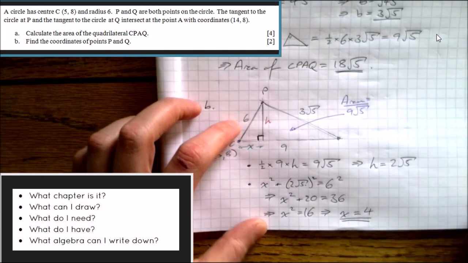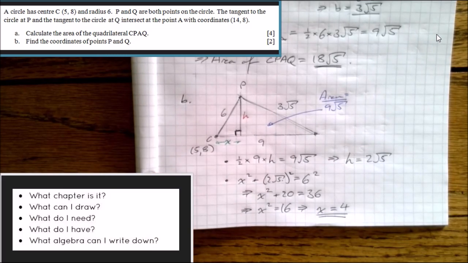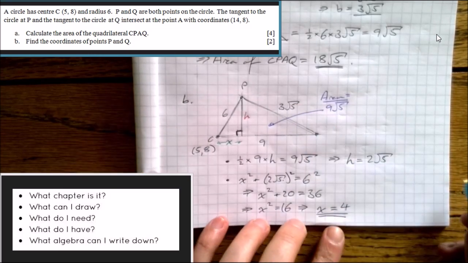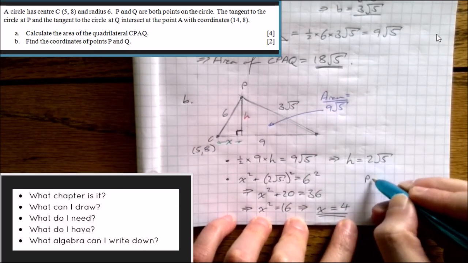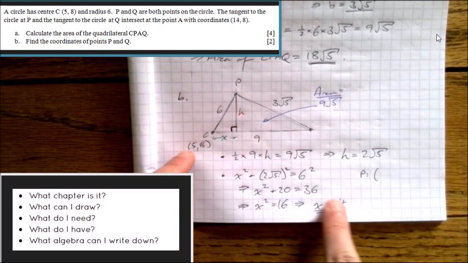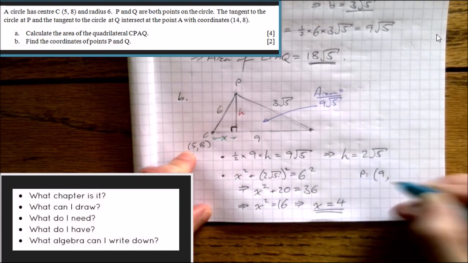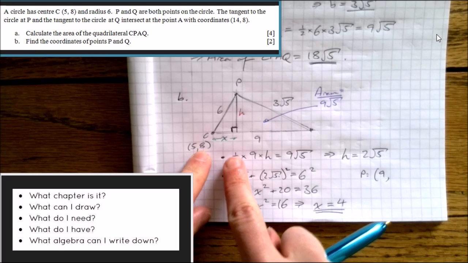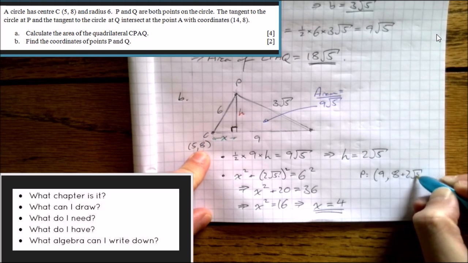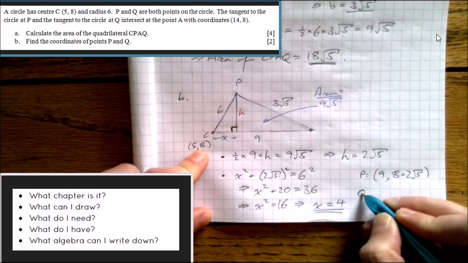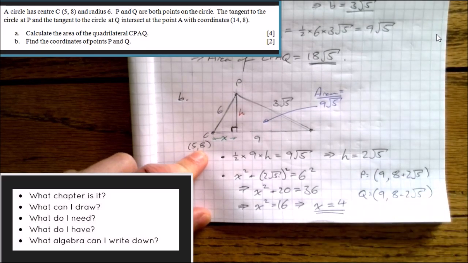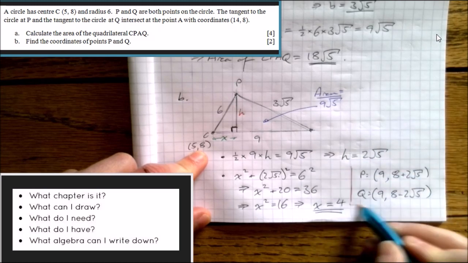That seems very nice. That's leading me to think there must have been a nicer way of getting that. Anyway, this means we can get P straight away. P is going to be, crossways, 5 add 4, that's 9, and vertically it's going to be 8 add h, 2 root 5. Great. And Q is going to be similar, but downwards.